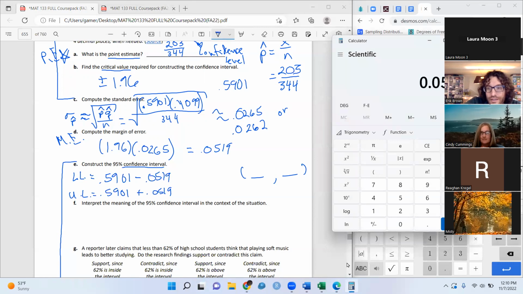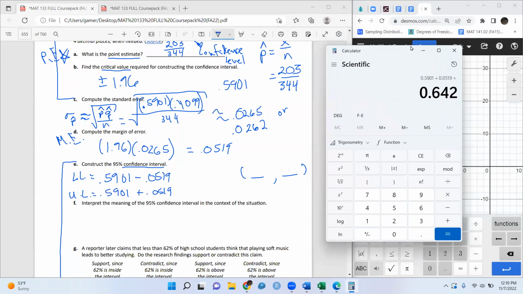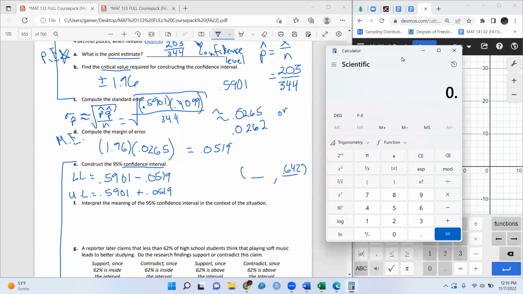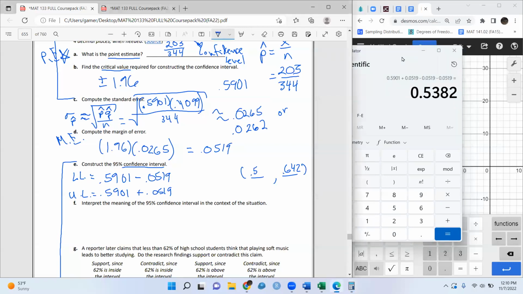I'm just using 4 because it said to round to 4 decimal places in the above. So I'm getting 0.642 as the upper limit, and 0.5382 is the lower limit. Now, if you wrote these in percentages, that's fine too. That might actually help the last question. That's up to you. So it could also be this.